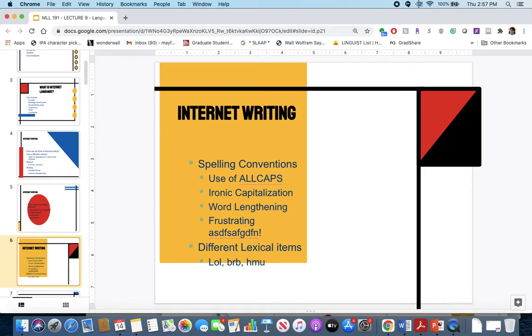You could capitalize things ironically now. You could word lengthen. You could spell things as a means of frustration. So, ASDF, SAF, GDFN doesn't really mean anything. It's not really an acronym. But if you use the internet, you can automatically recognize this as a sign of frustration.